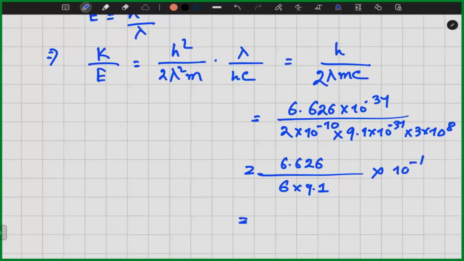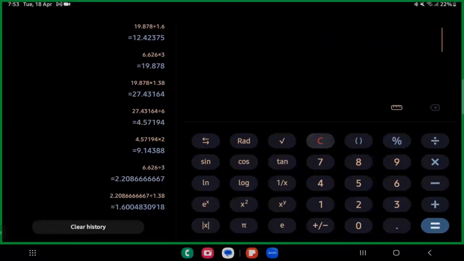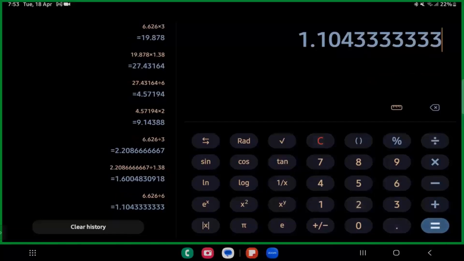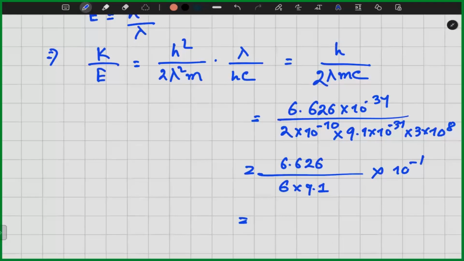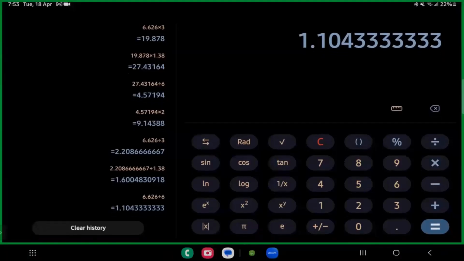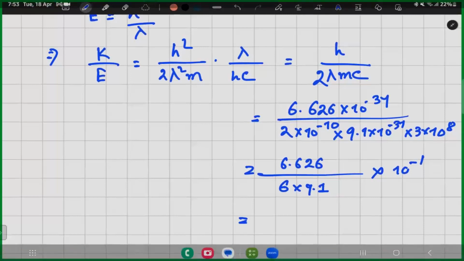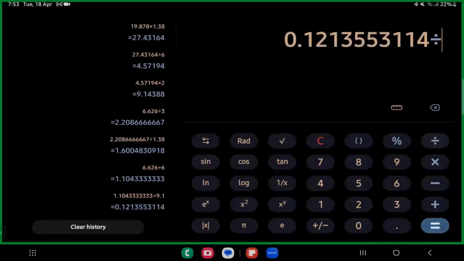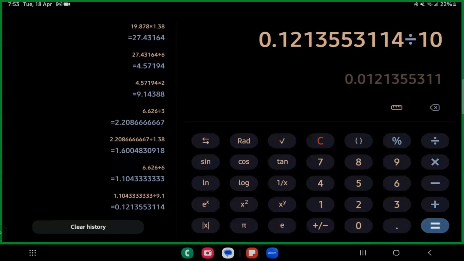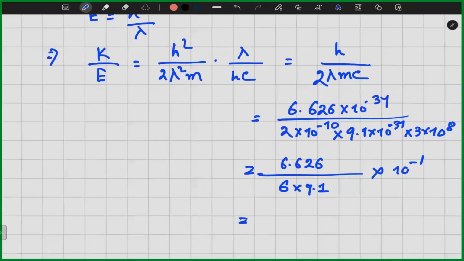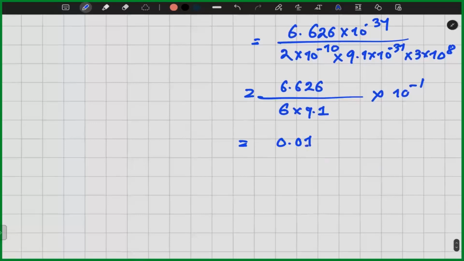So it is 6.626 divided by 6, divided by 9.1, into 10 to the power minus 1. That means divided by 10 as well. It is 0.0121. So it is very, very less than 1. Okay, so this is the ratio.